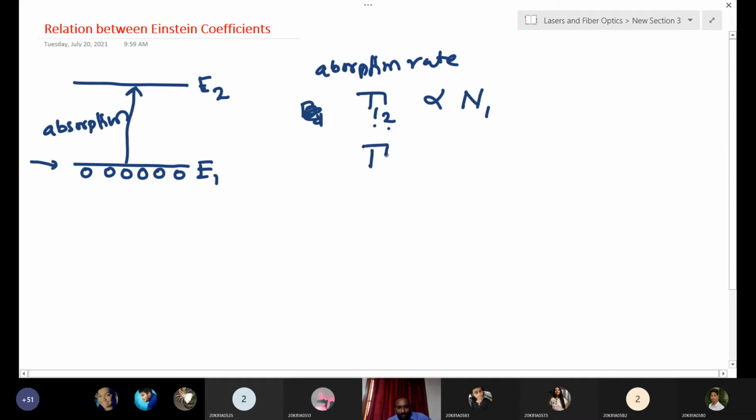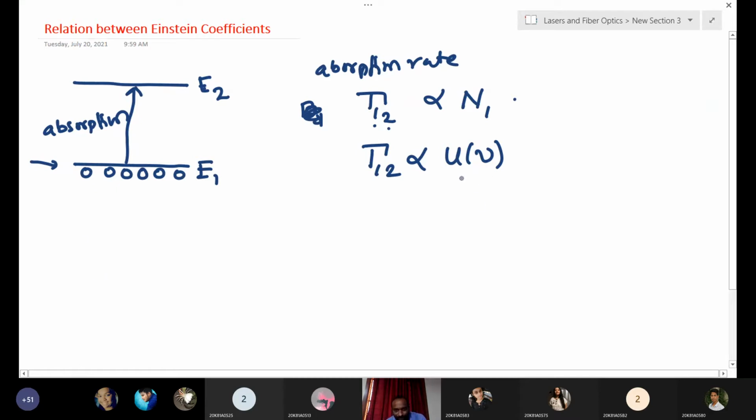Also, the absorption rate is proportional to the energy density, which you can write as U of nu, as a function of frequency. So the absorption rate mainly depends on two parameters: the number of atoms in the ground state, and the energy density. Suppose only two atoms are there, then less energy is required and only two transitions take place, and while emitting from the excited state to the ground state only two photons will come. That's why it always depends on the number of atoms in the ground state.